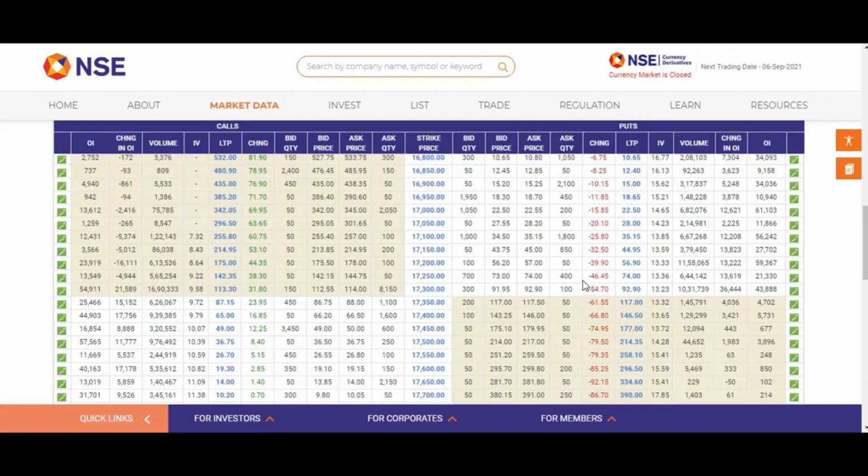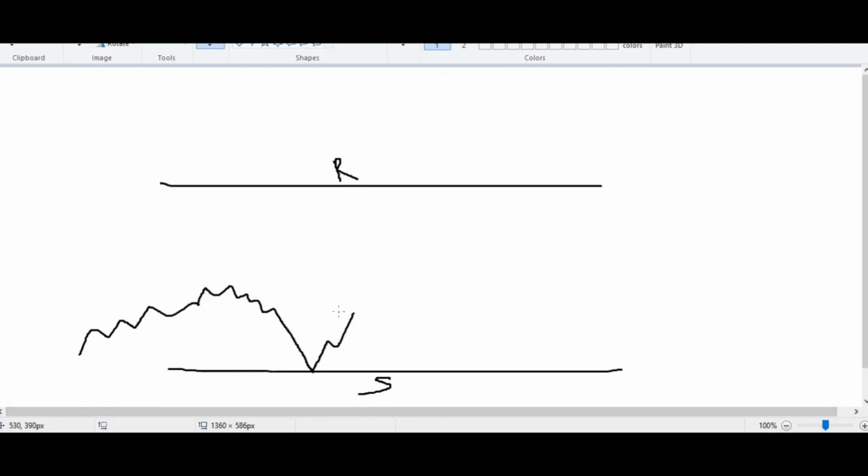Okay, so for example, let's understand. If you are feeling that the market is going to go up from here, what you can do is buy calls over here. Just for example purposes, I'm trying to explain how this thing works. So you can buy calls over here, and if the market actually goes up, your calls will gain value. The premium of your calls will increase.